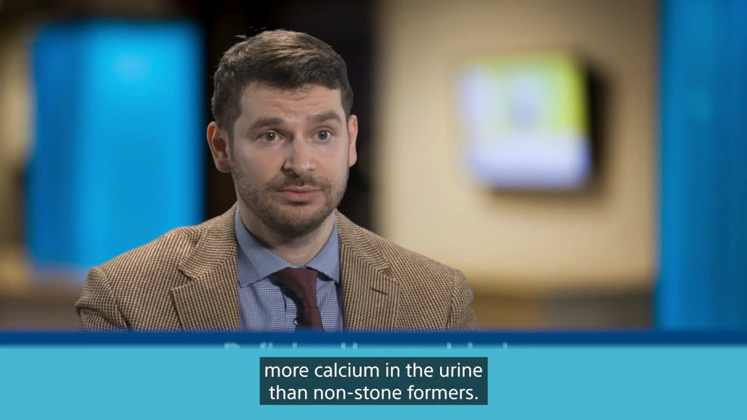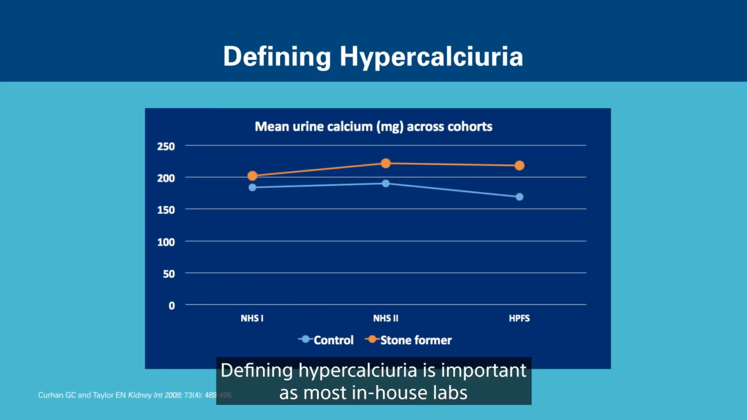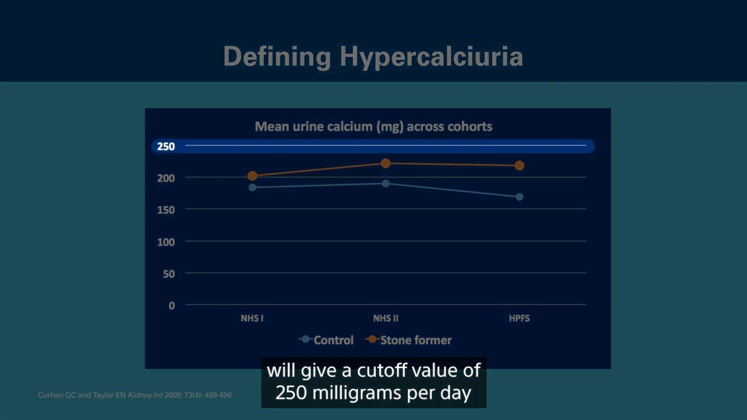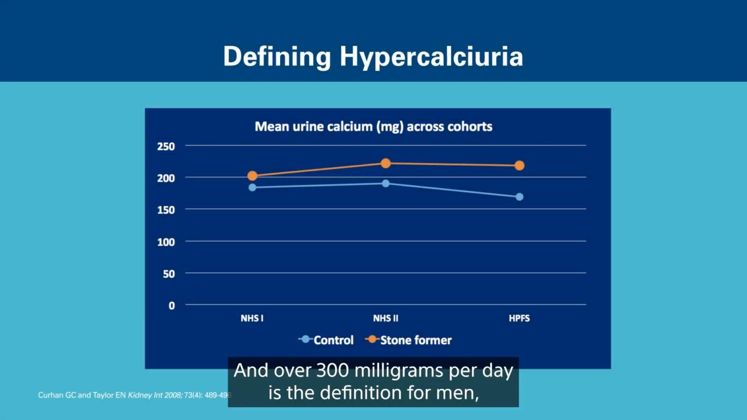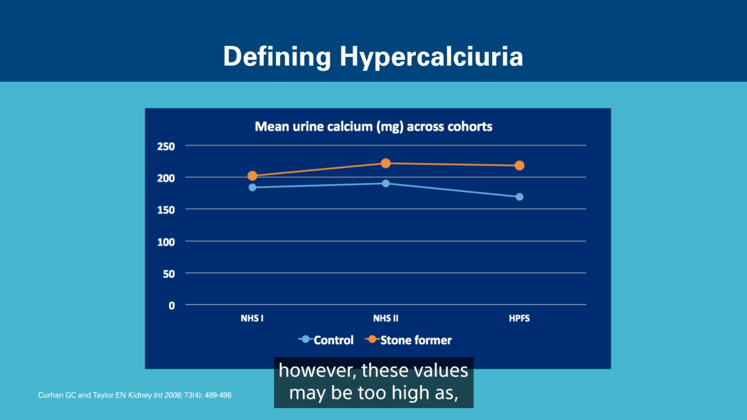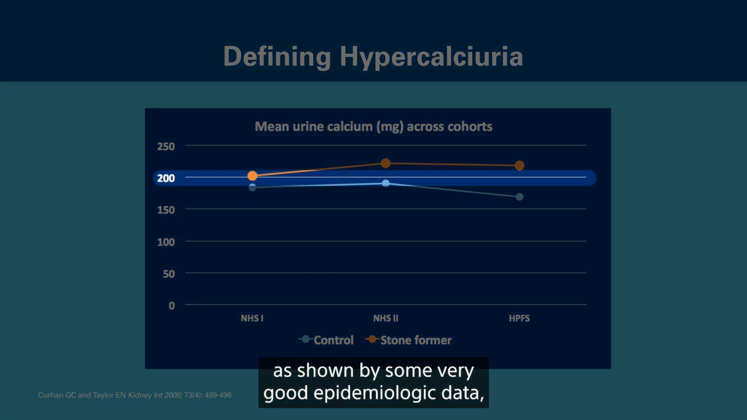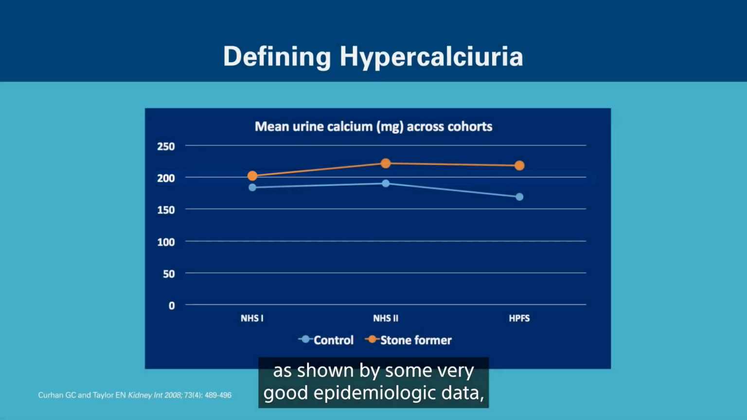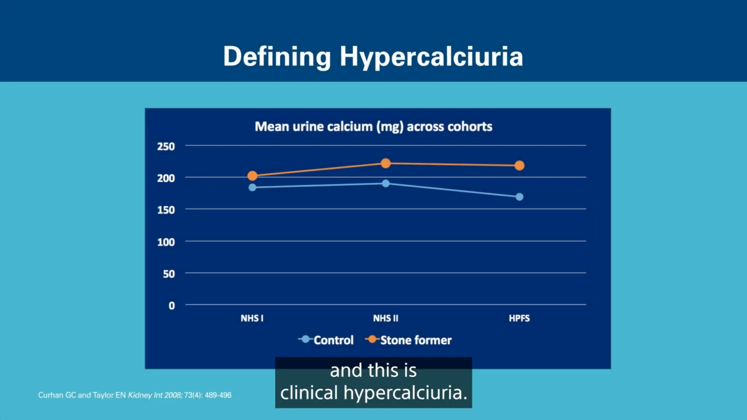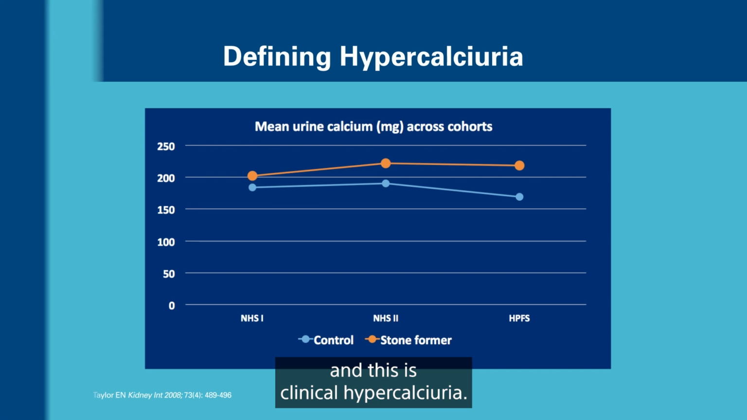non-stone formers. Defining hypercalciuria is important as most in-house labs will give a cutoff value of 250 milligrams per day as the definition of hypercalciuria, and over 300 milligrams per day is the definition for men. However, these values may be too high as the risk goes up over 200 milligrams per day, as shown by some very good epidemiologic data, and this is clinical hypercalciuria.